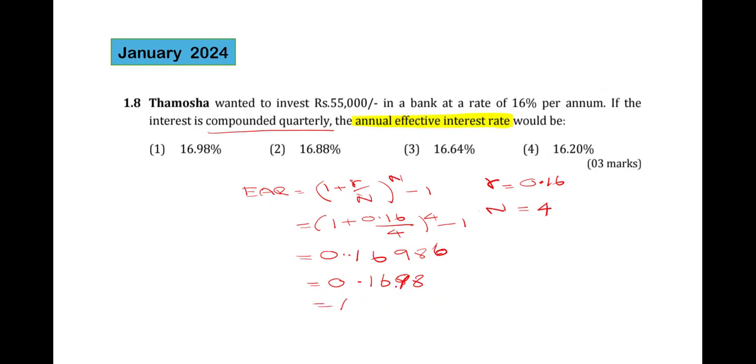Then this value is multiplied by 100 and the percentage sign is put. The most correct one is 16.99 percent. But here they have given 16.98. It is a simple difference. Right, then this is the correct one.